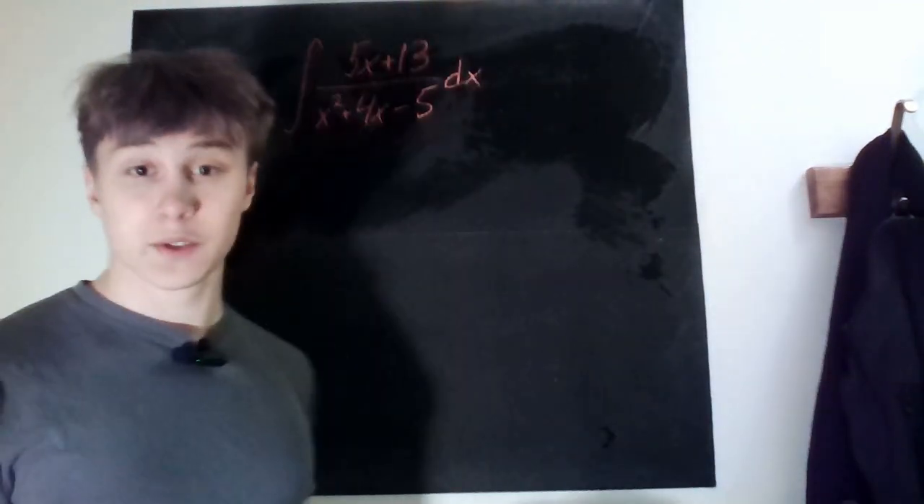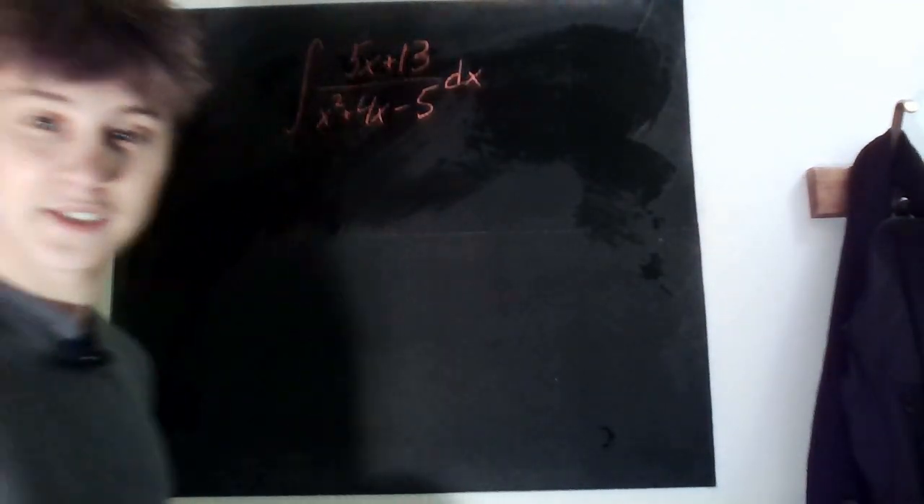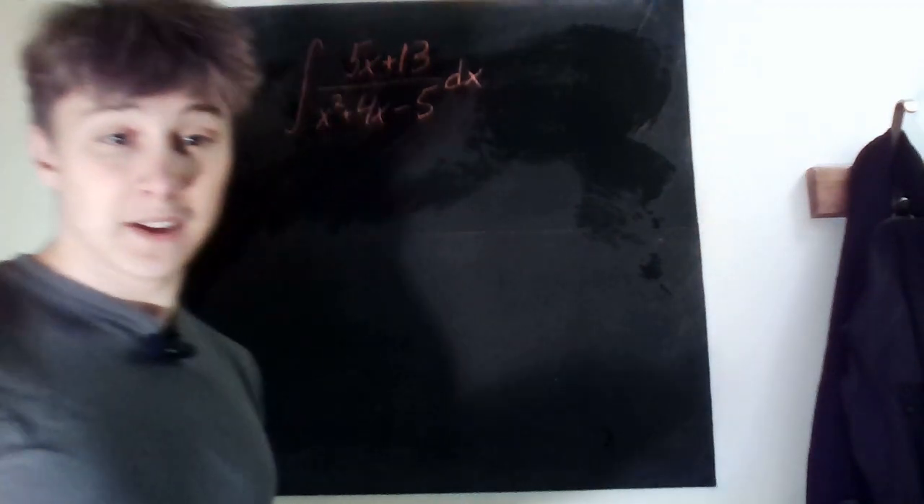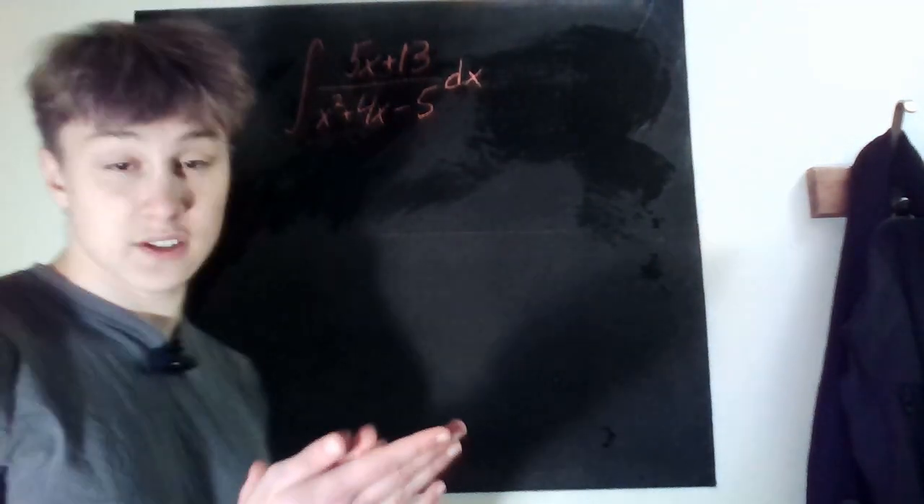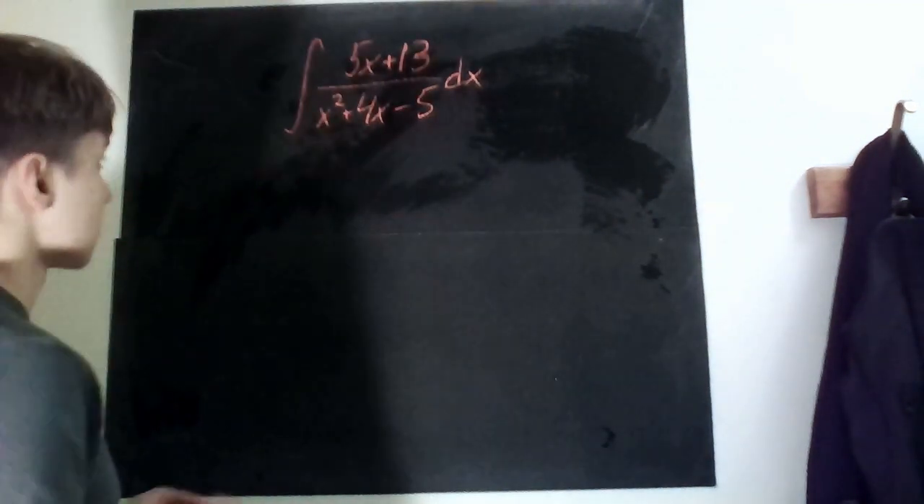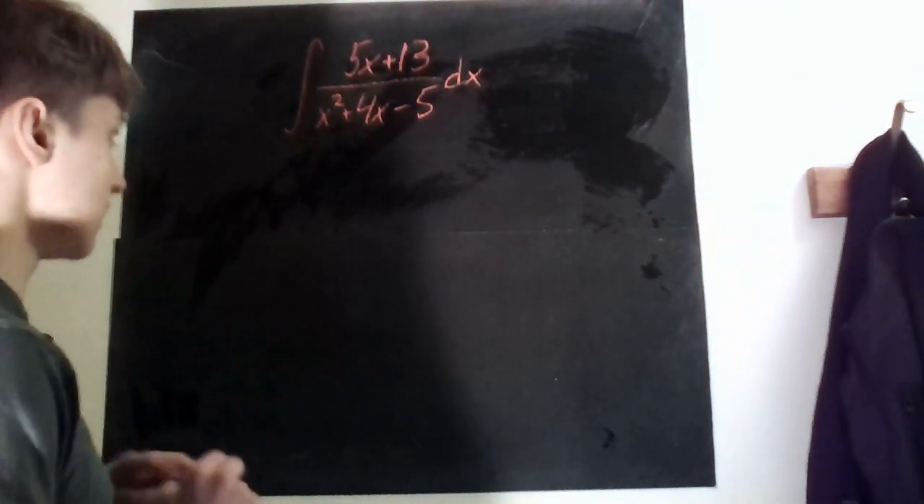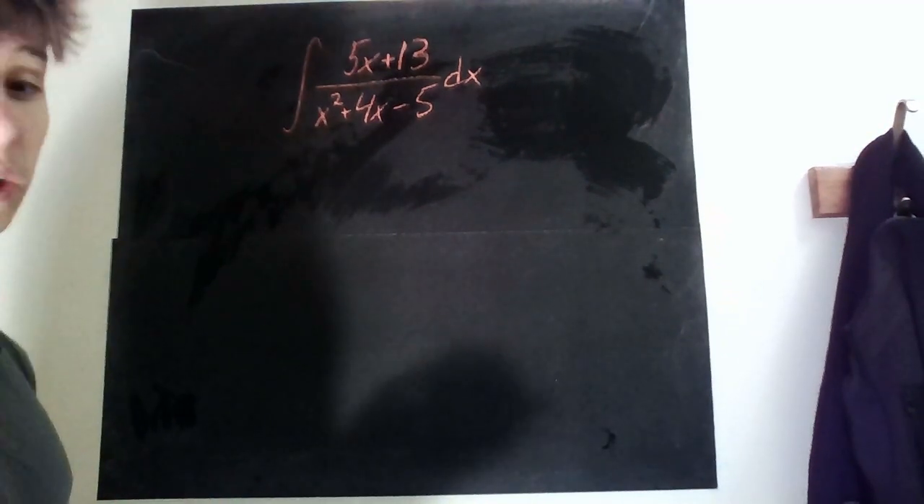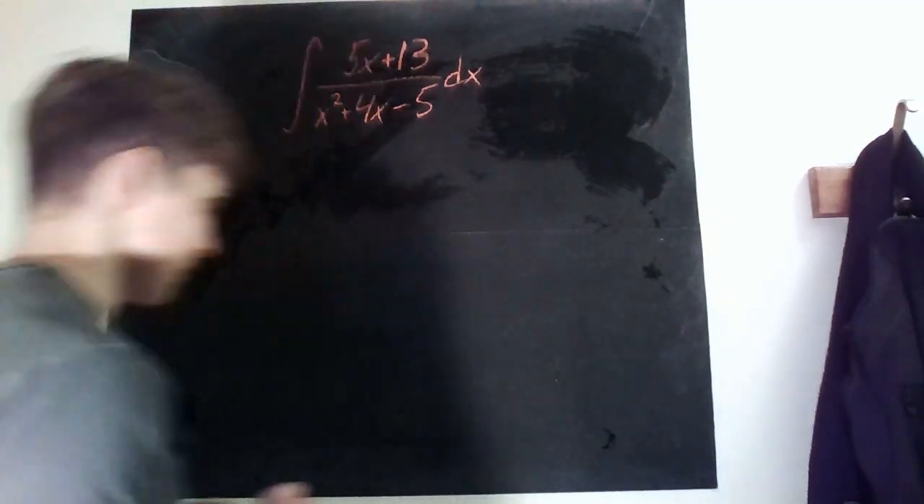Hello everyone. So now we're on to the second part of the second question on the 2022 analysis in one variable exam. So we have the integral of (5x plus 13) over (x squared plus 4x minus 5) dx.